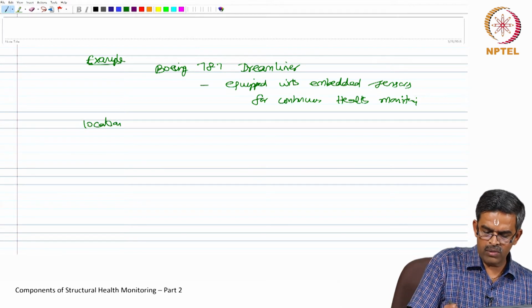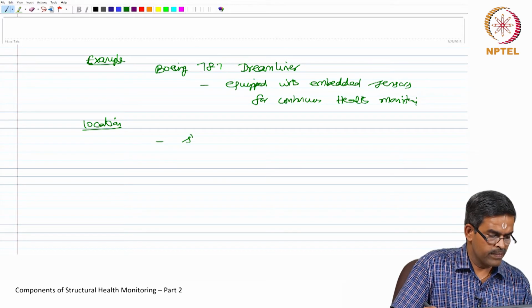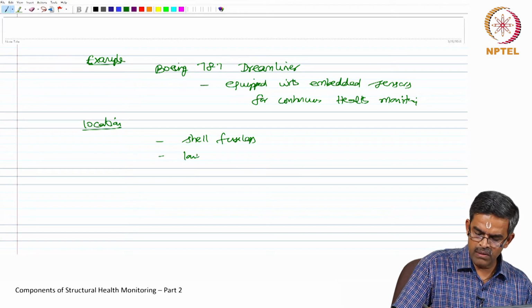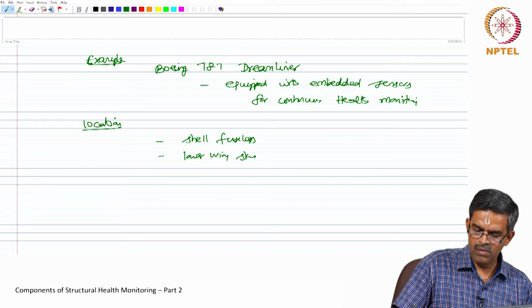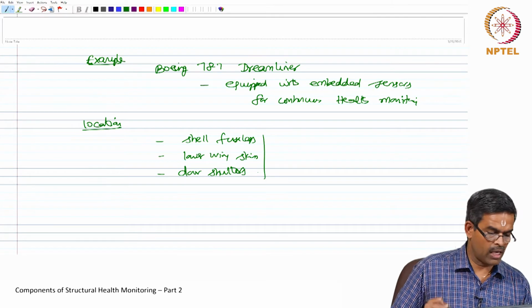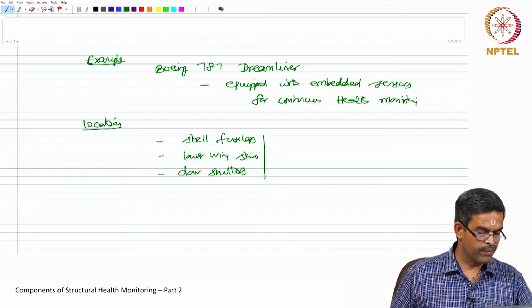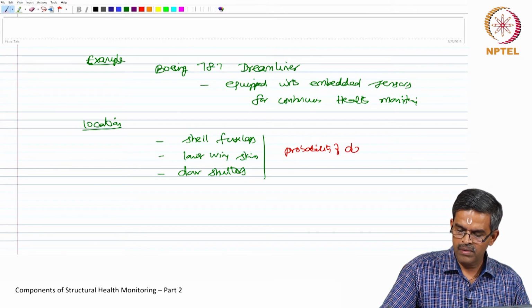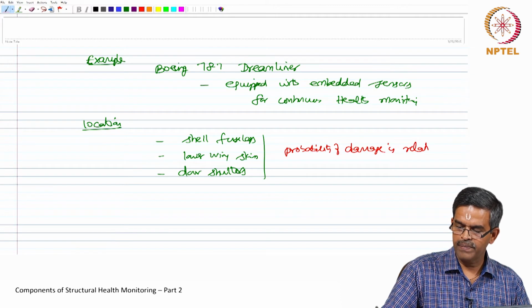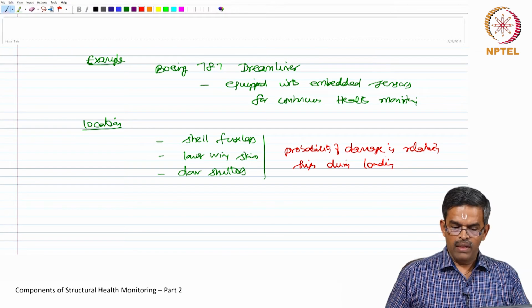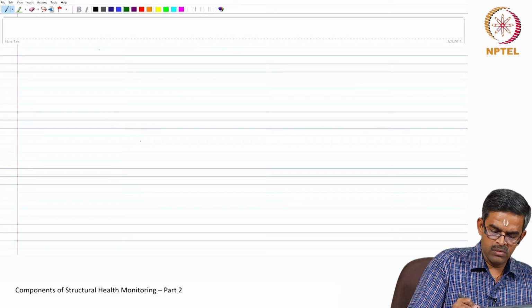Location of these sensors is very important. Generally they are located in shell fuselages, lower wing skin and door shutters. These are the common locations where these sensors are equipped, because these are the places where the probability of damage is relatively high during loading. Let us now look into common types of sensors which are used in health monitoring.